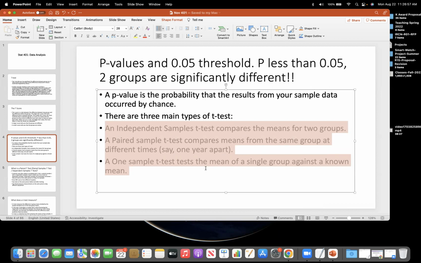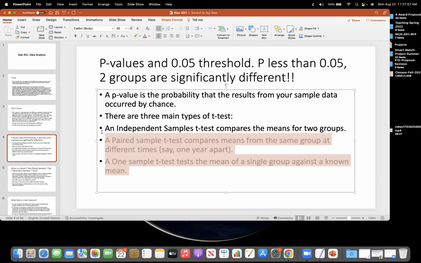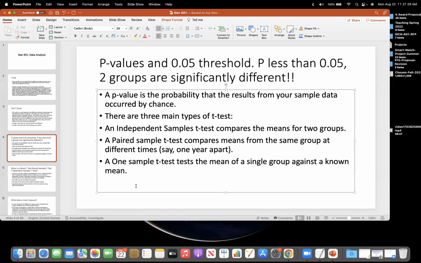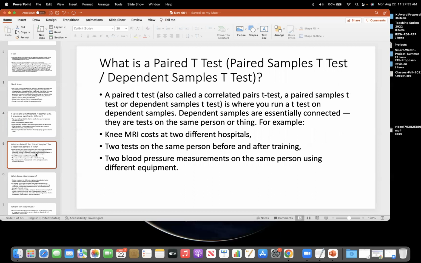Right, so what is a p-value? It's a probability value, and normally 0.05 is your significance threshold. And there are three main types of t-test. First is called an independent test, second is a paired test, third is a one sample test. If I'm comparing two groups, it's independent. If I'm comparing the same group, it's paired. If I'm comparing the same group with a reference, it's one sample. Okay, that's all. So those are the three types of t-test.